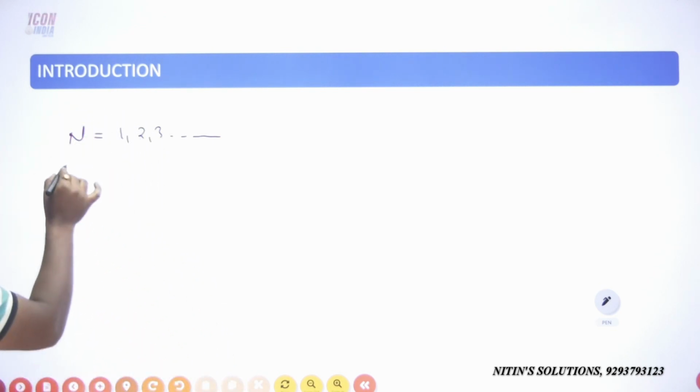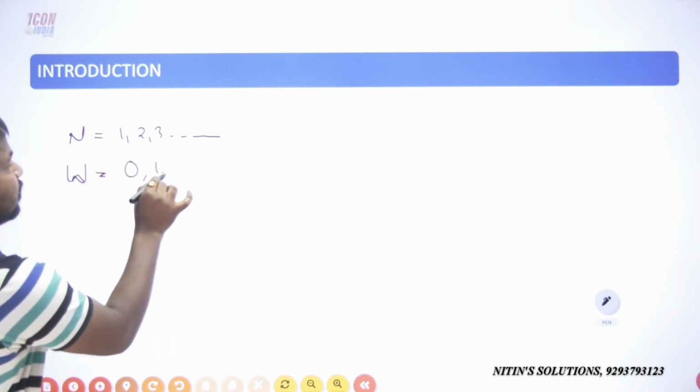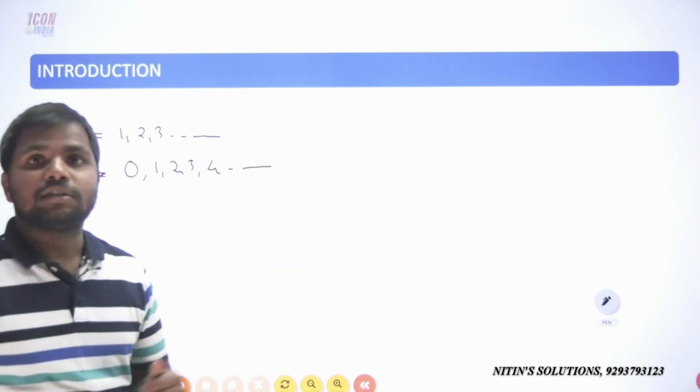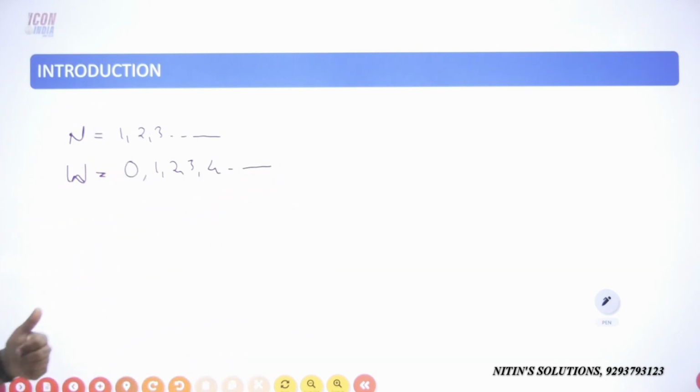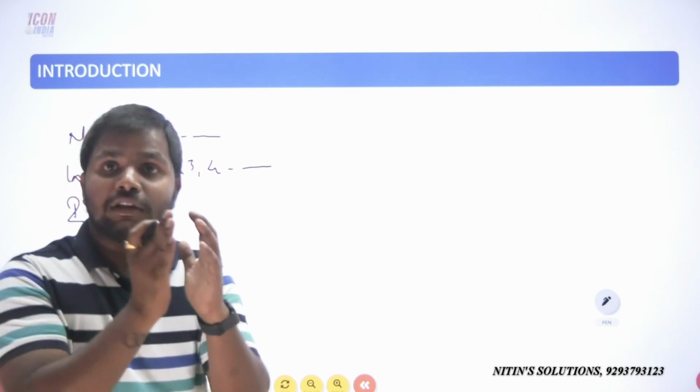Now, if I go with whole numbers, what are the whole numbers? The whole numbers are nothing but natural numbers when 0 is also included. All such numbers are called whole numbers. Now, coming to integers. Integers are a combination of positive natural numbers as well as negative natural numbers along with the value 0.